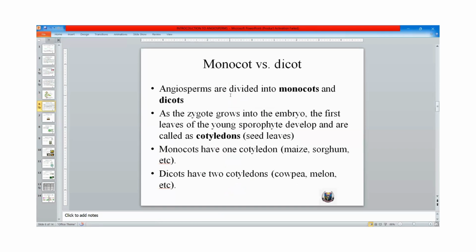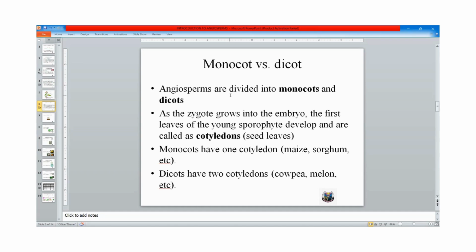Angiosperms are divided into two groups of plants: monocots and dicots. As the dicots grow into embryo, the first leaves of the young sporophyte that develop are called cotyledons. They are also called seed leaf. Some group of plants only have one cotyledon. This group of plants are called monocots. Examples are maize, sorghum, rice, wheat. In fact, all cereals are monocots.